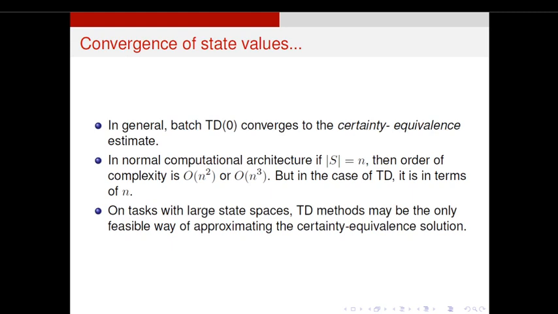If the computational complexity of a stepwise operation becomes minimum, it is faster. The algorithm being fast means it helps the agent to learn, and the learning will be fast. So whenever the number of states increases, it is better to use the TD model. We just shift from MC to TD. On tasks with large state space, TD methods may be the only feasible way. Underline that: the only feasible way of approximating the certainty equivalent solution.